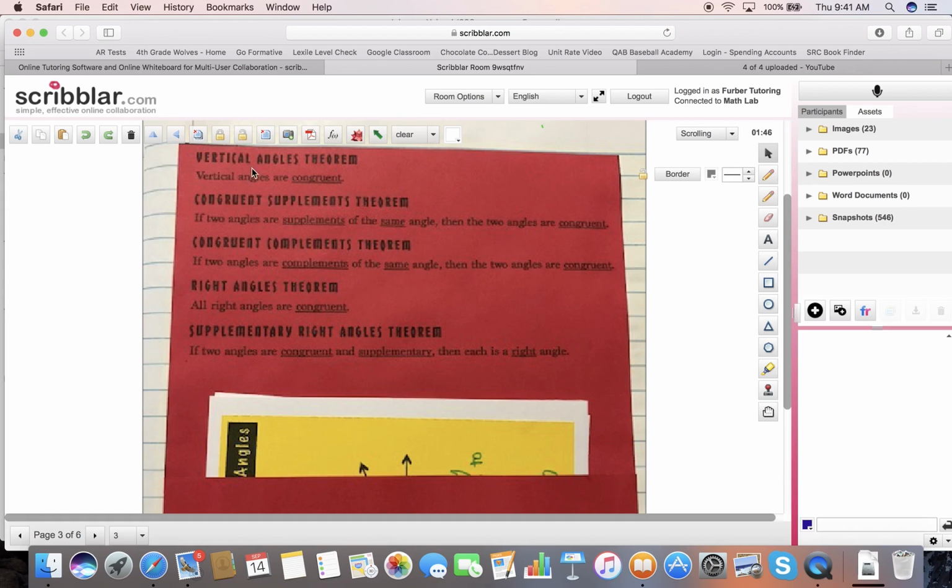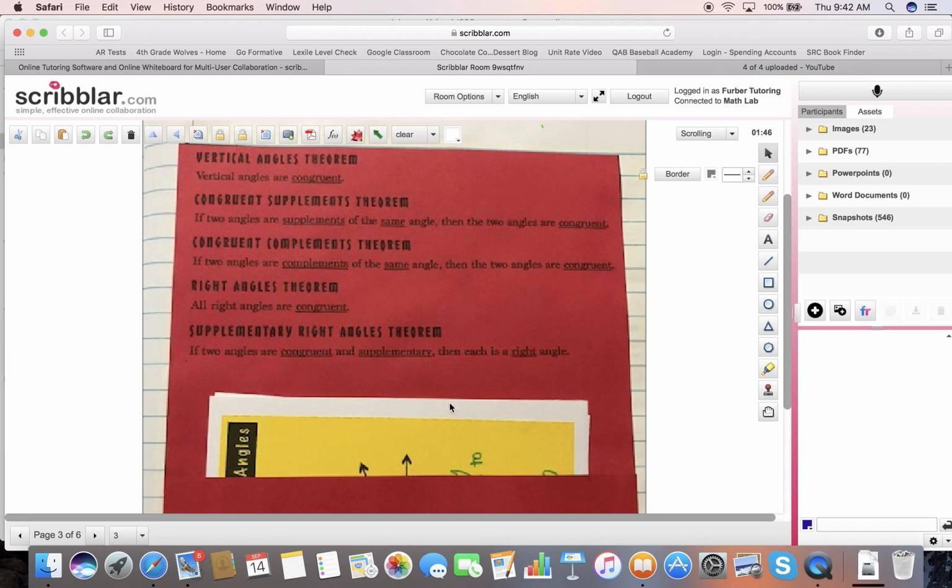Now, the vertical angles theorem says that vertical angles are congruent. I already showed you the reasoning for that, okay? You don't have to worry about that because it's already done. And you can look at it in your textbook on page 98 in example number 3, okay?